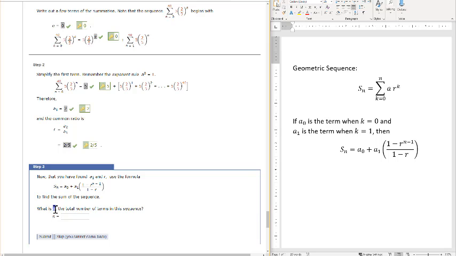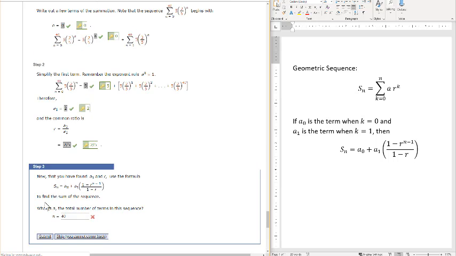We want to go to the total number. What is n, the total number of terms in the sequence? Well, this goes all the way up to 40, so n is equal to 40, but the total number of terms is 41. So let's check what they mean by this. n stops at 40, but it started at 0, so that should be 41.